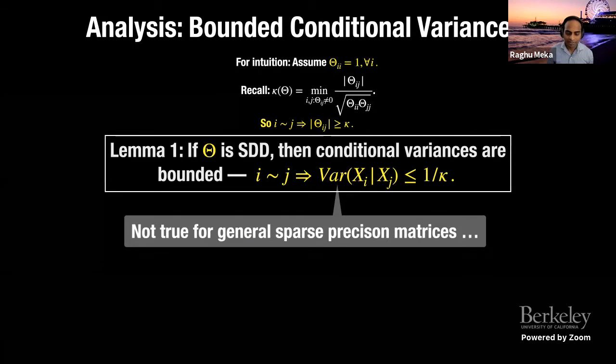Okay, and this is not true. This bound that the variance of xi given xj is small is not true for general sparse precision matrices, even when you have this kappa guarantee.